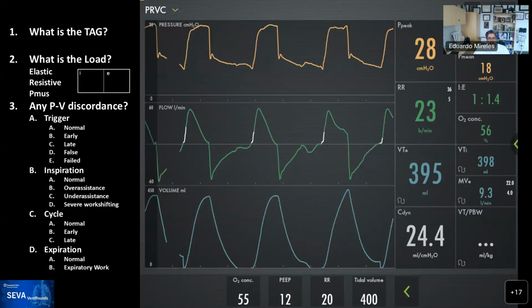I will just leave you with this image for you to recognize the third type of trigger trouble, which is this one over here that you can see actually correlating with a change in pressure and a change in flow approaching the baseline, which is a manifestation of a failed trigger. And we can talk more about this as we talk more about assistance, over assistance, auto PEEP and whatnot.